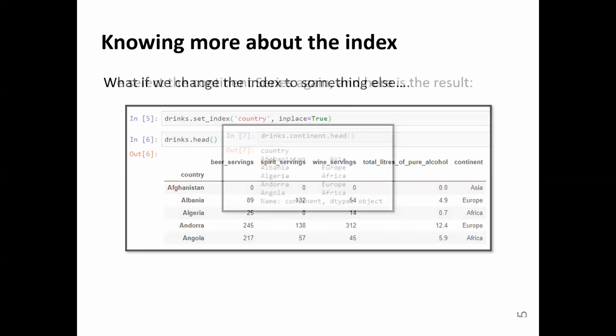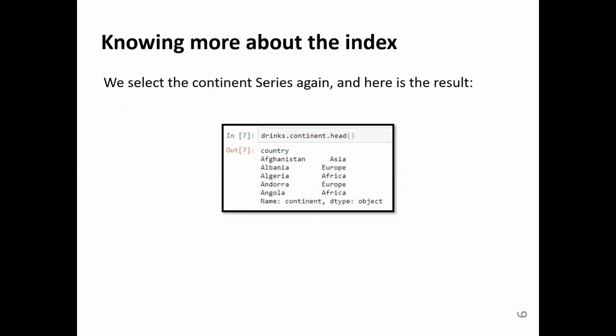Okay, let's go to the next part. How about this? If we say, go to the continents and show the head, this is the beautiful part of changing those indices. This time it's gonna say Afghanistan, Asia, Albania, Europe, and so on. Isn't it more useful? Because before it was like 0 Asia, 1 Europe, and so on. Now you know which country is in which continent.